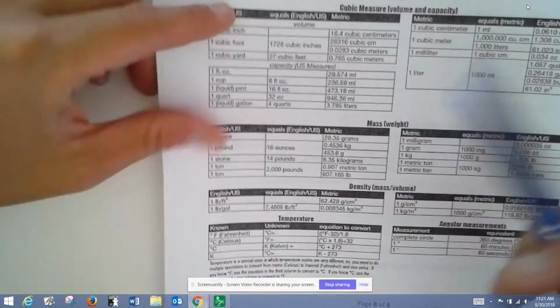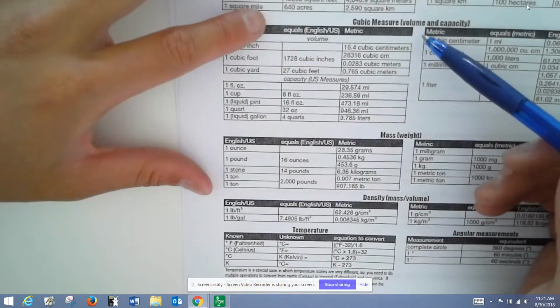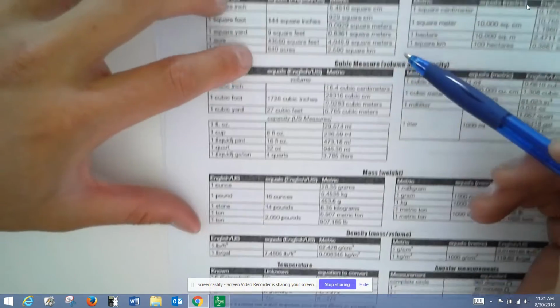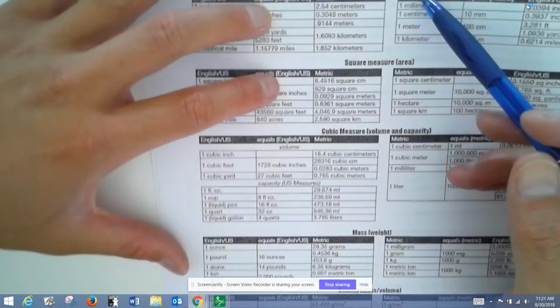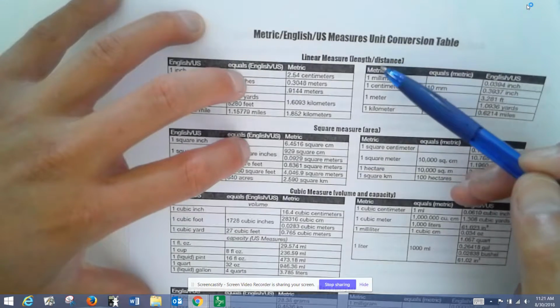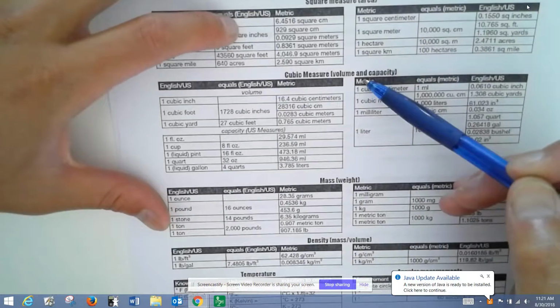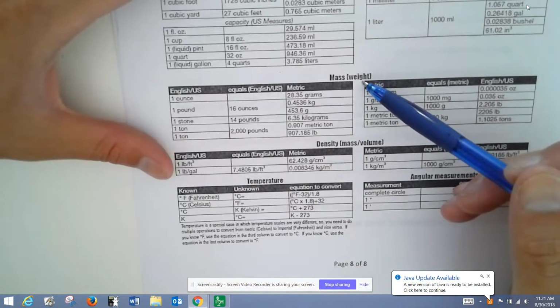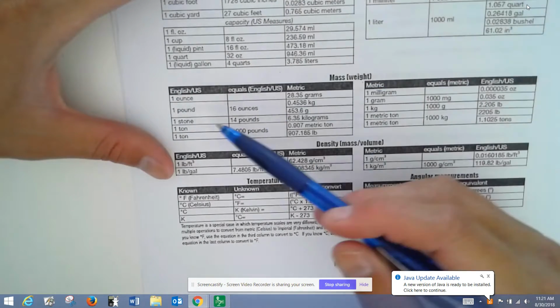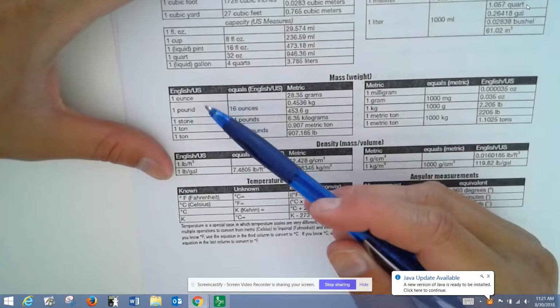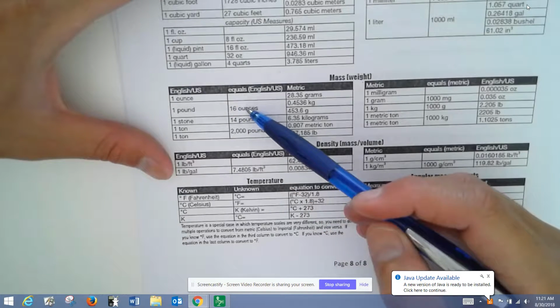let's take a look. We're not looking at distance. We're not looking at area. We're not looking at volume, and we are looking at mass. So it's got to be somewhere here. I'm looking at ounces and pounds, 16 ounces. So for every 1 pound, there's 16 ounces.